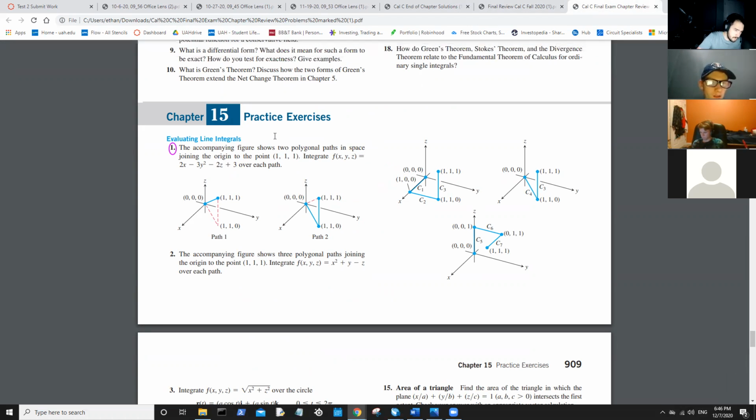The accompanying figure shows two polygon paths in space joining to the origin. Integrate that function over each of the paths. So what's the proper maneuver to do these? We just saw a formula, but the formula is a little complex, with a little bit of background.